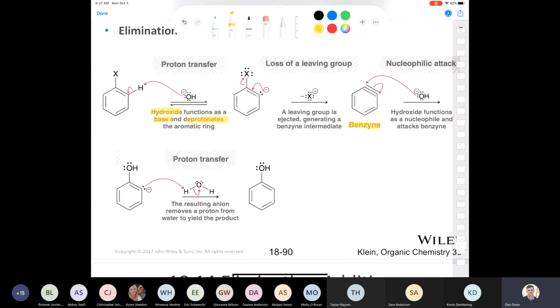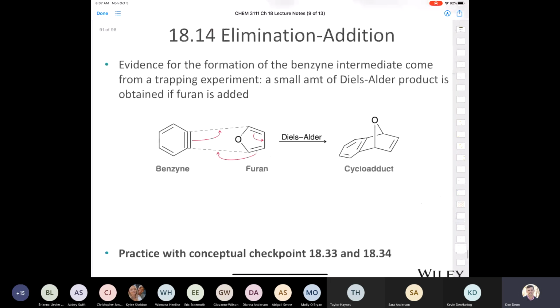Here they have it drawn attacking this carbon. If they had drawn it attacking this carbon, that would have been totally fine. Either way, and then we have a proton transfer at the end. There we go. So that's the last reaction, elimination addition. A little more about that, though.